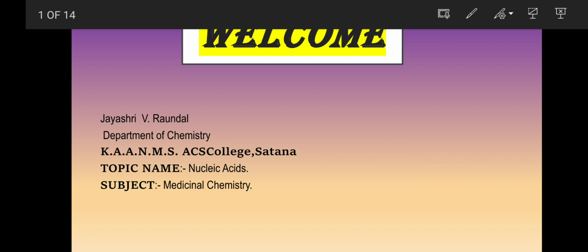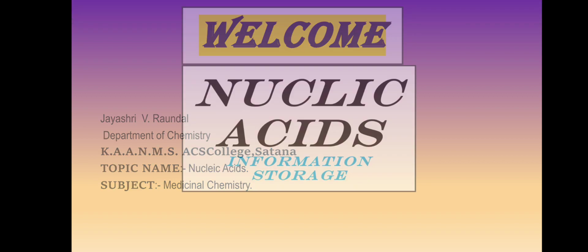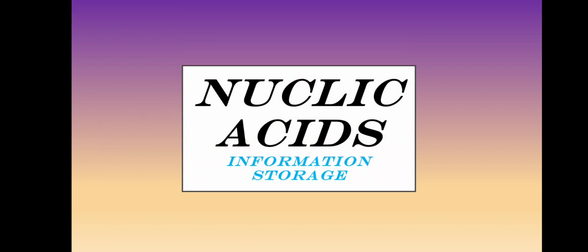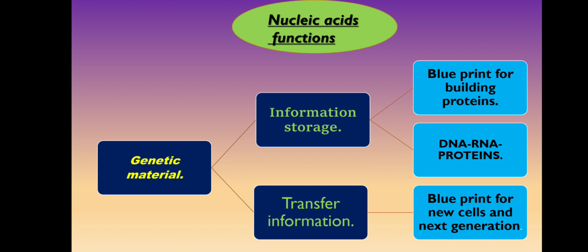Today we discuss the topic nucleic acids from medicinal chemistry. Nucleic acids are long chain polymeric molecules. That is, in nucleic acid, the monomer or repeating unit is a nucleotide, and hence it is also referred to as polynucleotides. It is also defined as an organic molecule present in living cells, especially DNA and RNA. It plays a key role in transferring the genetic information from one generation to the next generation.